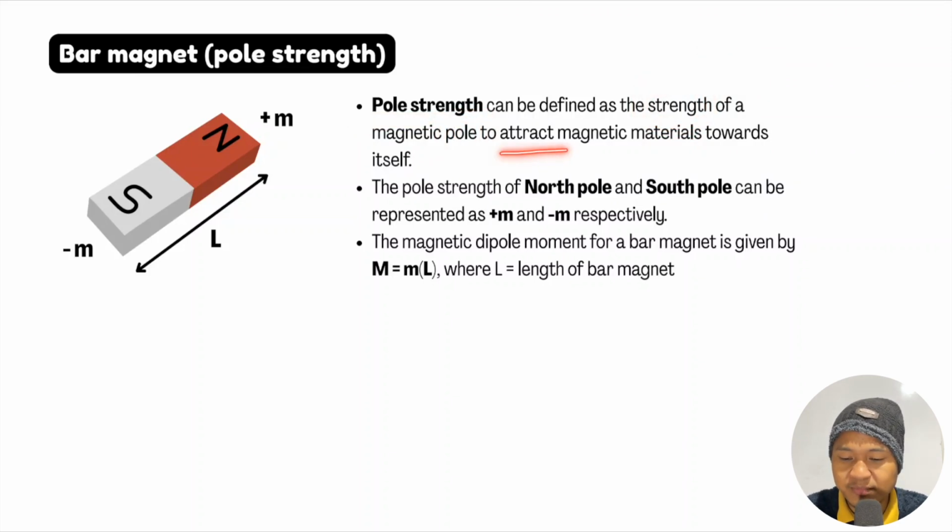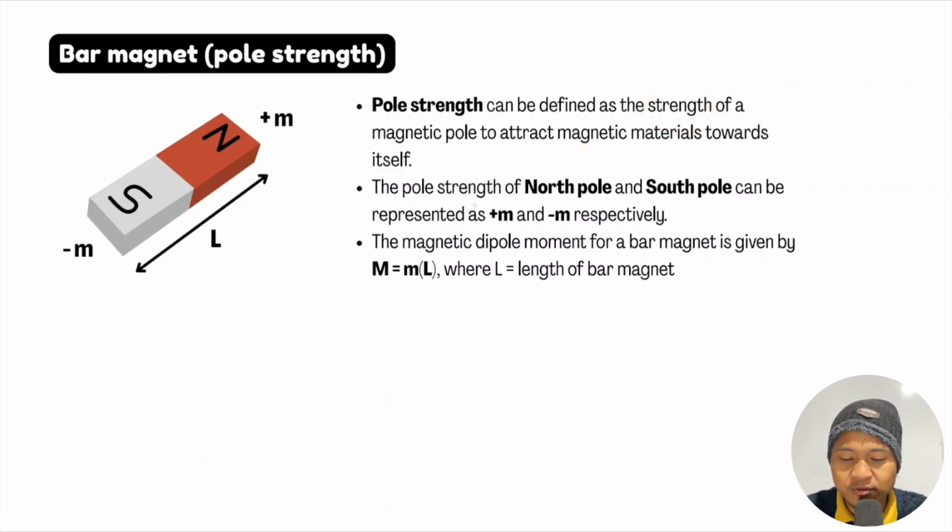To attract a magnetic material, a magnet has pole strength. Pole strength is high in a hard magnet. So it has higher pole strength, meaning the strength to attract another magnet is very high.